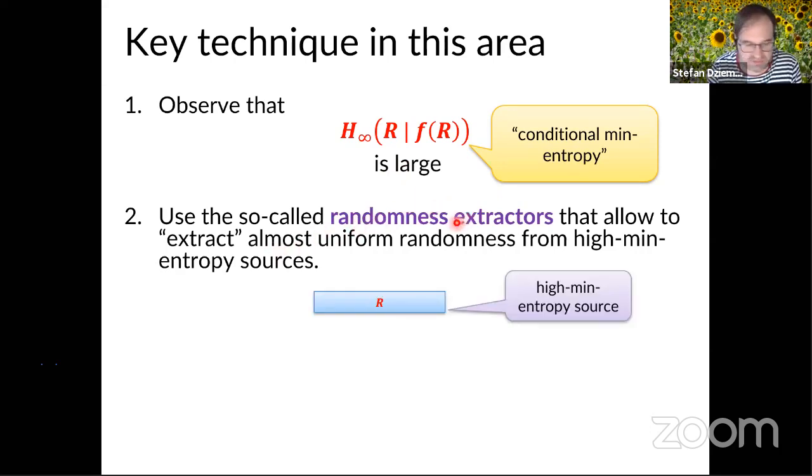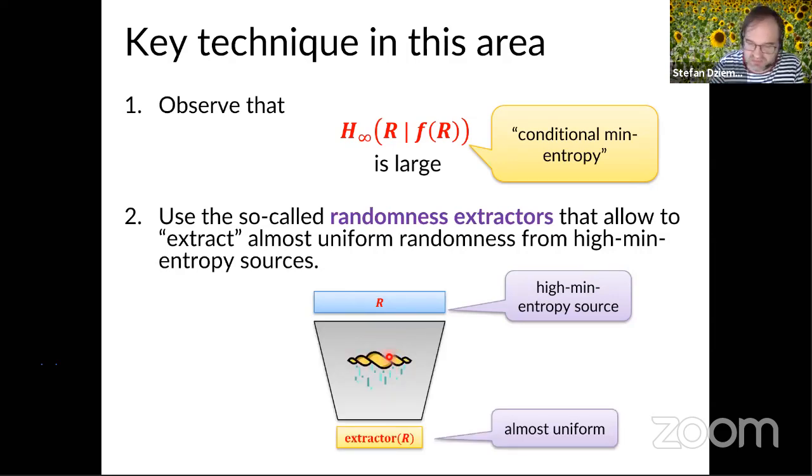Okay, so basically randomness extractors do something like this. You take a high mean entropy source and you squeeze it to something shorter that is uniform or almost uniform. Okay? So that is a very nice topic, and that was used in this area. Yeah, the area was also strongly relying on randomness extractors.